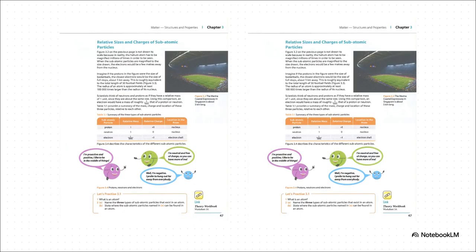The easiest way to remember these guys is to give them personalities. So inside the nucleus, we have the proton. Think of it as the positive one, the boss, right in the center of everything. Hanging out with it is the neutron. The neutron is neutral, has no charge. It's like the chill friend just keeping the nucleus stable. And then there's the electron. It's negative, super energetic, and it's always flying around on the outside.